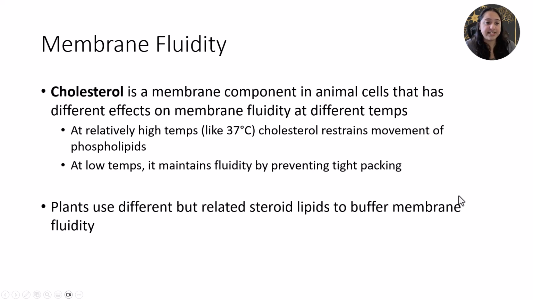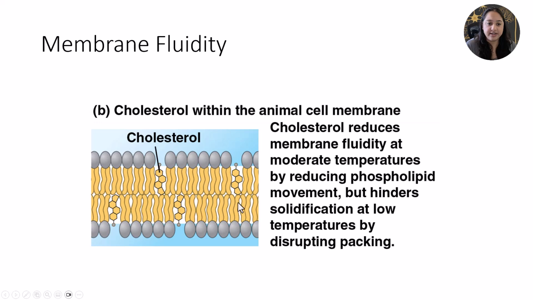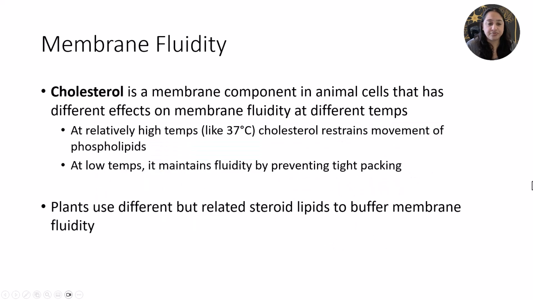Another important component is cholesterol. So I think there's a picture on the next slide. Yes. So cholesterol is a membrane component in animal cells, and it can have different effects on membrane fluidity at different temperatures. Sometimes it helps keep the membrane more fluid, and sometimes it helps keep it more solid. It's kind of adaptable that way. At relatively high temperatures, cholesterol restrains movement of phospholipids, so it keeps it a little bit more solid. It prevents getting too liquidy. And at low temperatures, it maintains fluidity by preventing tight packing. So it serves dual purposes depending on temperatures.